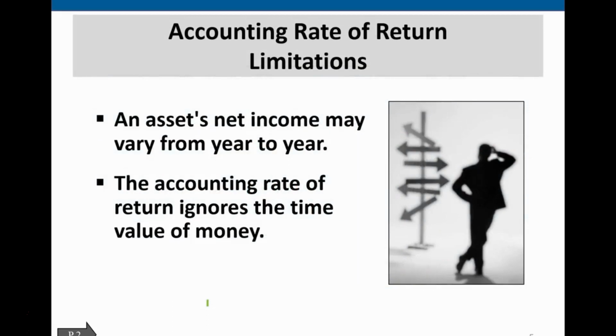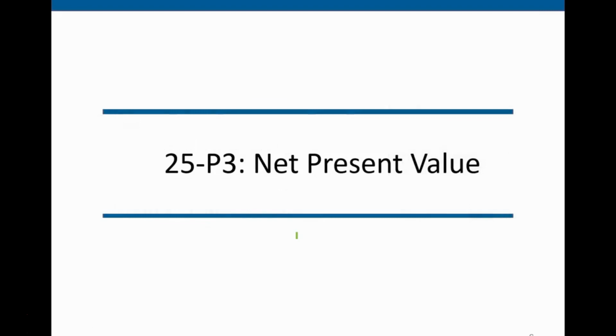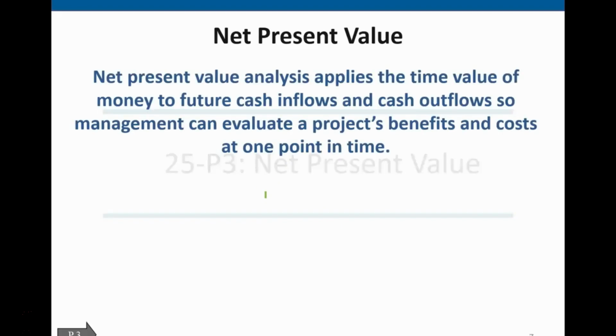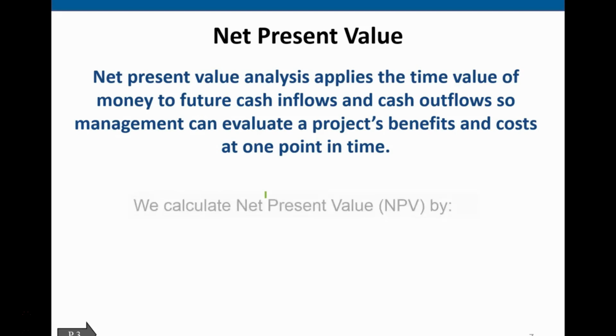So once we've narrowed down our choices, we might want to do a larger type of analysis, which would be something like this. So accounting rate of return, an asset's net income may vary from year to year. The accounting rate of return ignores the time value of money. So these are a couple factors, which again, this would be a quick ratio that we could use. But once we get into the more detailed decisions, we might want to use something like the net present value. So what we're going to do on the net present value, once again, we're comparing capital investments. The net present value analysis applies the time value of money to future cash inflows and cash outflows to evaluate a project's benefits and costs at a point in time.